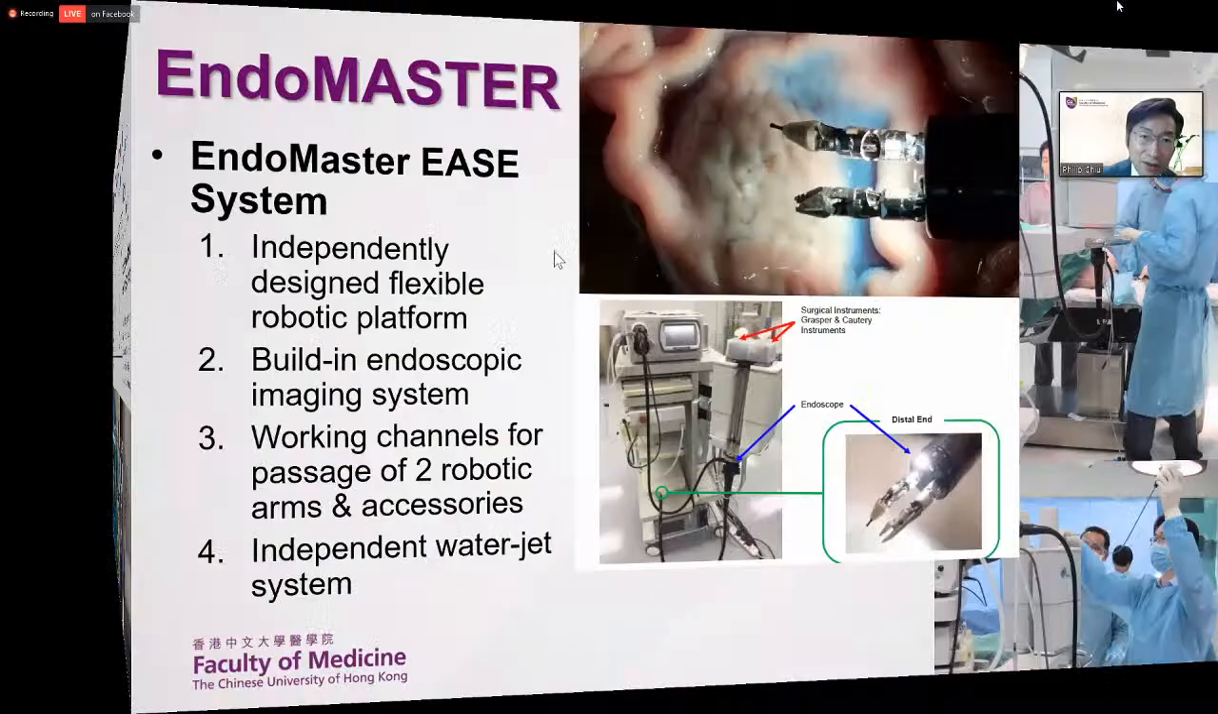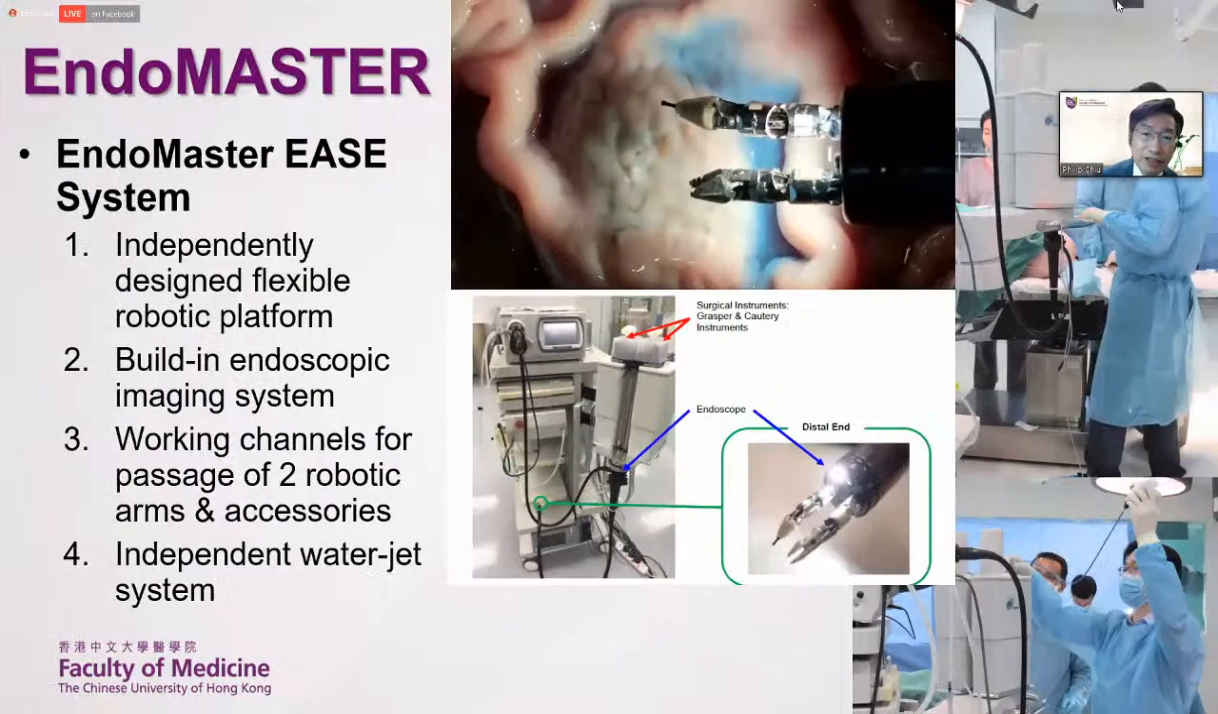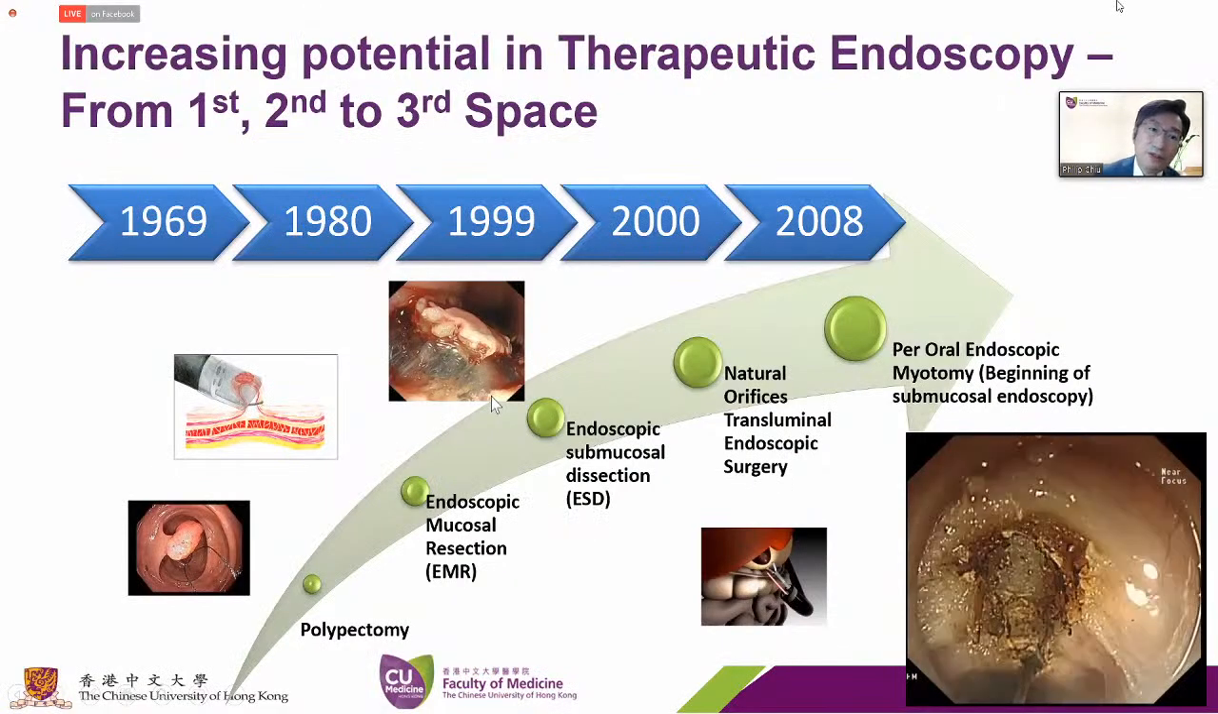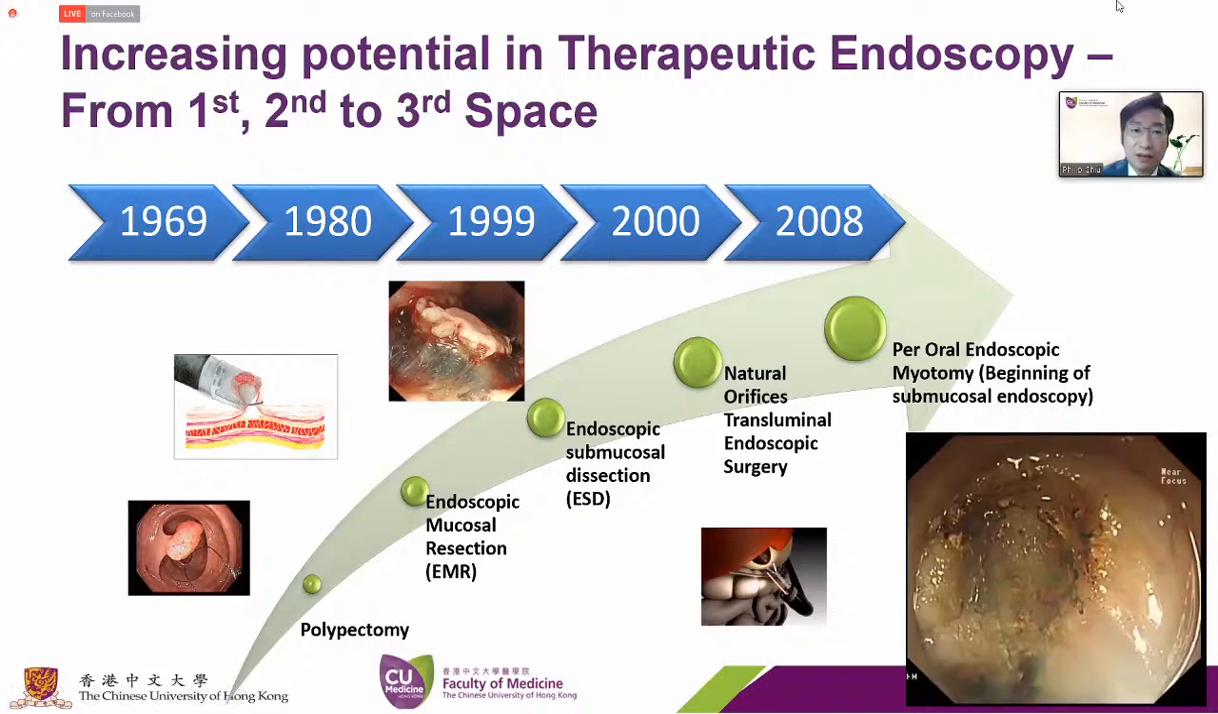So the system has been improving. This is the second generation of the EndoMaster EC system. So you can see that there's a well-developed robotic arm, and also a currently independently designed flexible endoscopic platform for the performance of robotic ESD. And after a few animal studies, currently this system is in an ongoing clinical trial at our unit for colorectal ESD.